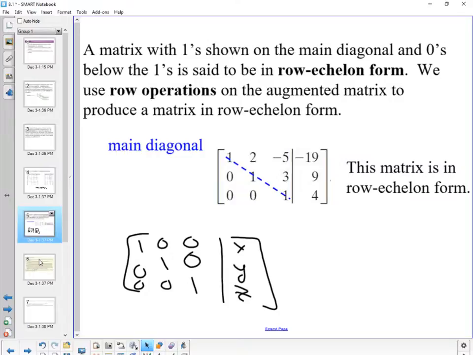The main diagonal has to be ones. All ones. Okay? And that's this bottom one. Lily, are you okay? Yeah, this bottom one is called reduced row echelon form.